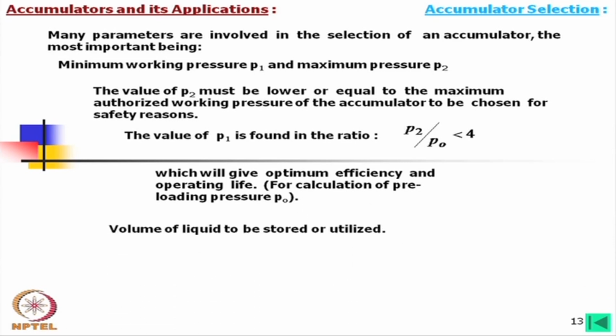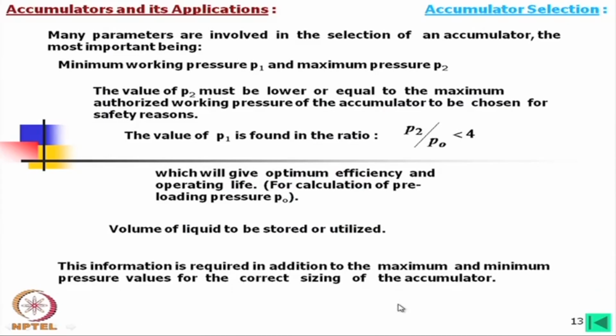The volume of liquid to be stored or utilized, that we have to consider. We are looking into the accumulator selection. First of all, we will look into the pressures in that way, then the volume of liquid to be stored or utilized. That means, in that case, what may be the shortfall of the volume in the process. Accordingly, we have to select the accumulator size. Sometimes we may find that one accumulator may not be sufficient, we have to go for one more accumulator. Okay. This information is required in addition to the maximum and minimum pressure values for correct sizing of the accumulator.